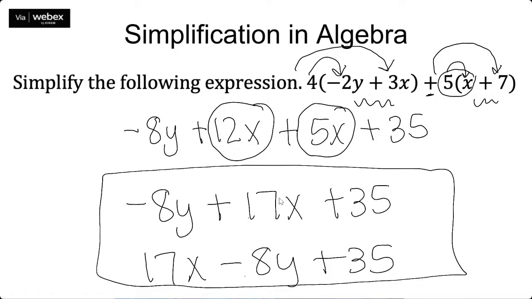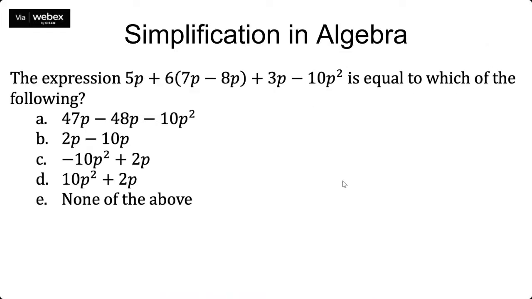Yay! Great job, everybody. Here comes your final question of the day. The expression 5p plus 6 times 7p minus 8p plus 3p minus 10p squared is equal to which of the following? Take 5 minutes, send your answers once you have it.